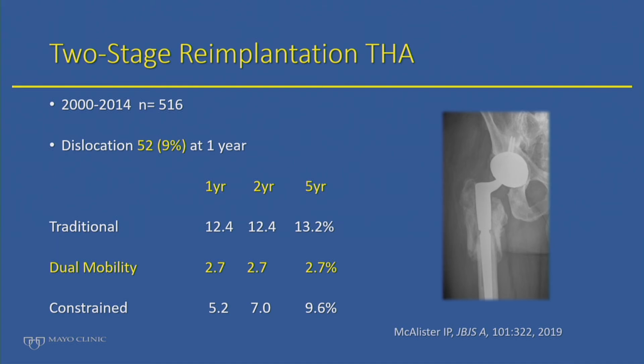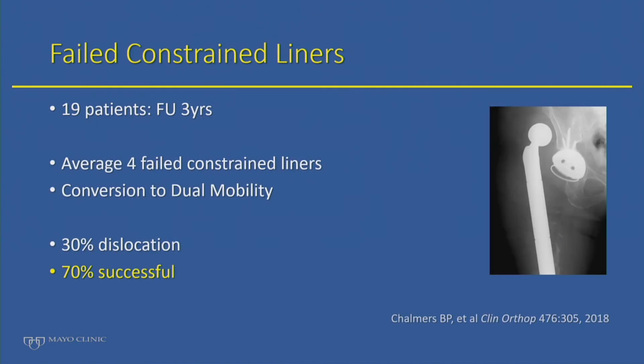Now, they're bad cases, I get you, but I can tell you at the time we were doing these, we weren't that happy or hadn't bought into dual mobility, and look at that number, 2.7% compared to the other groups in reimplantation. So at the end of my career, it didn't matter who it was. When I was doing a two-stage, I'd put in a dual mobility.